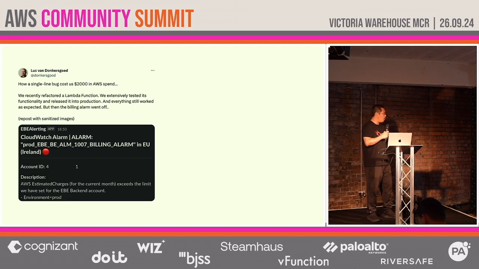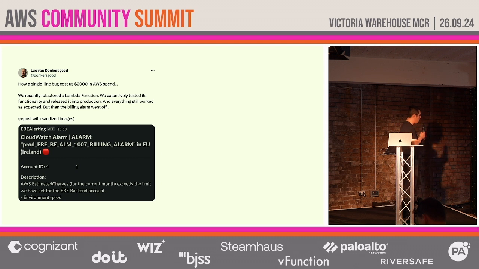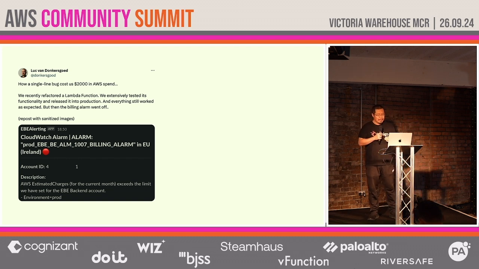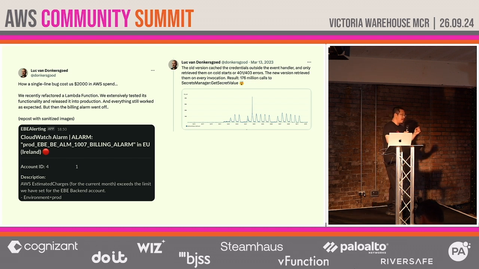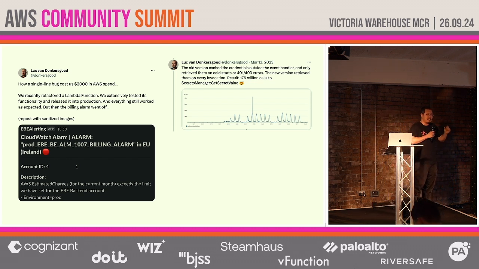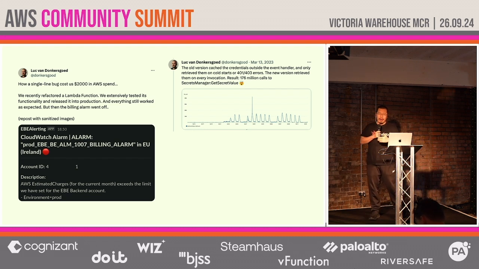Luke, who's around somewhere today, posted a thread a little while back about a real-life incident they had at PostNL, where they made a one-liner change to one function, which caused the cost to spiral out of control. They got the alarm when it hit about $2,000, which is where they set their threshold. This one-liner change broke their caching, so that on every single Lambda invocation, they were calling Secrets Manager, which charges you, I think, 5 or 10 cents per 10,000 requests. If you're PostNL, you're doing millions and millions of invocations, so that can go up pretty quickly.